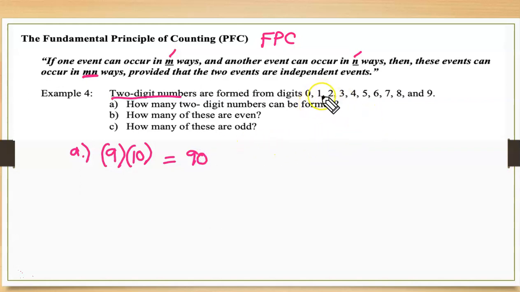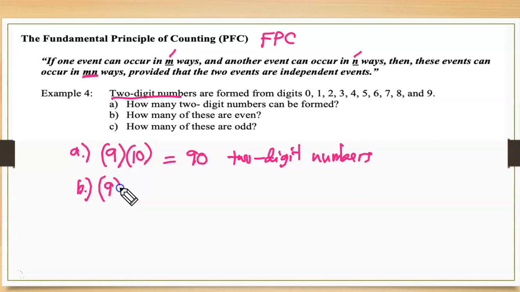So from the digits 0 to 9, it is possible to form 90 two-digit numbers. Okay, there are no restrictions. In letter B, there is a restriction. It says how many are even. So the same thing, the first digit has 9 choices. For a number to be even, it should end with 0, 2, 4, 6, and 8. So there are 5 choices. So 9 times 5 is 45. So there are 45 even numbers.